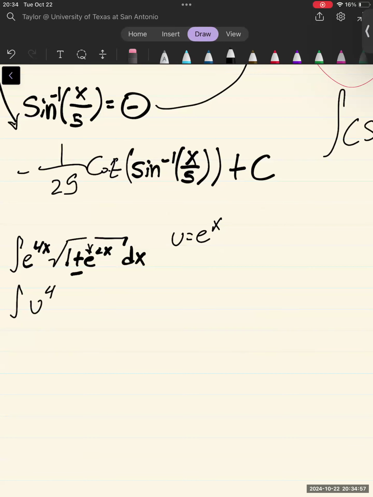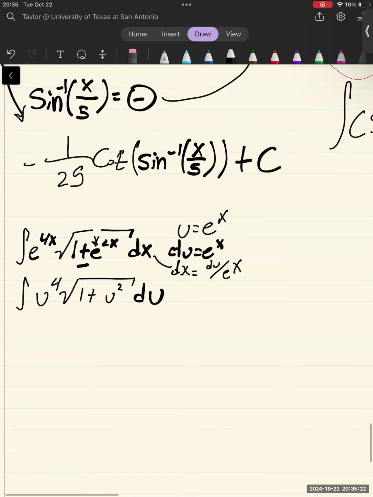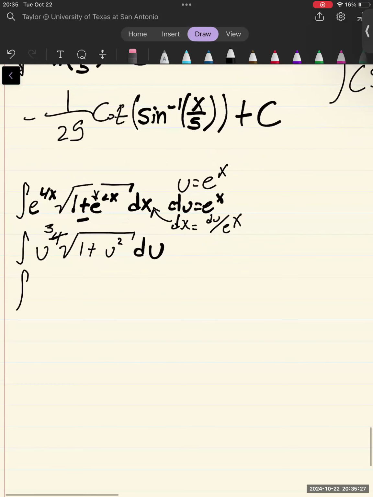So I have u to the 4th square root 1 plus u squared du, and then du equals e to the x dx. So dx equals du over e to the x. And then what happens when I substitute this here, this reduces down to u to the 3rd, giving me u cubed square root 1 plus u squared.